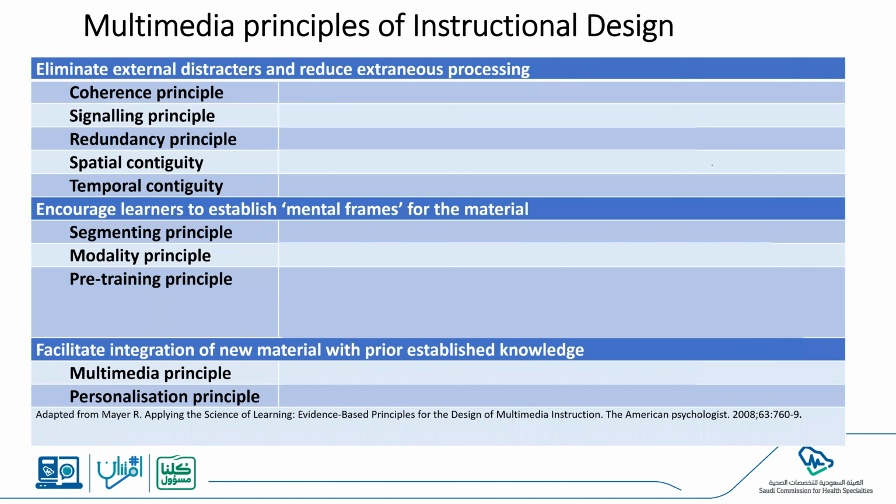So definitions for each one, simplifying as much as possible. Coherence principle means that you need to exclude extraneous or unnecessary words, pictures, and sound. So this is a principle that you need to think about when you're doing this. Signaling principle, you need to highlight essential material. So you need to signal something. So you're going to highlight it.